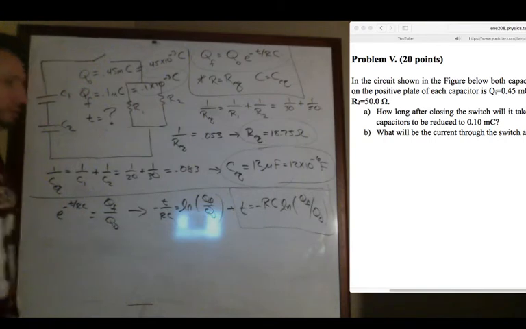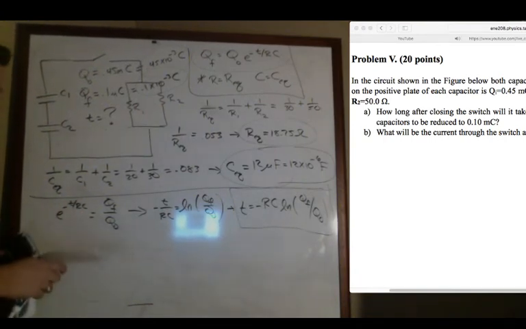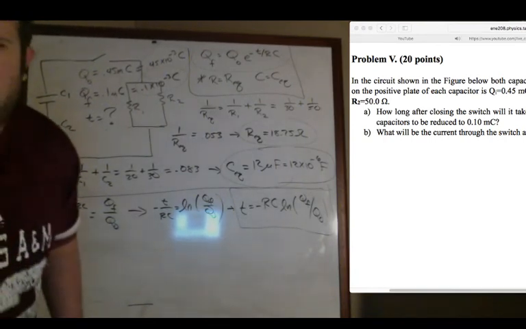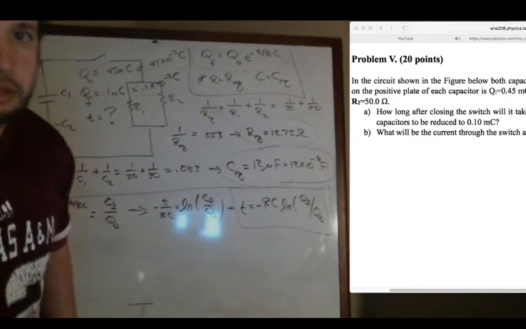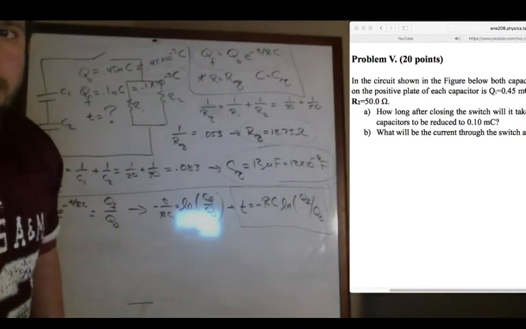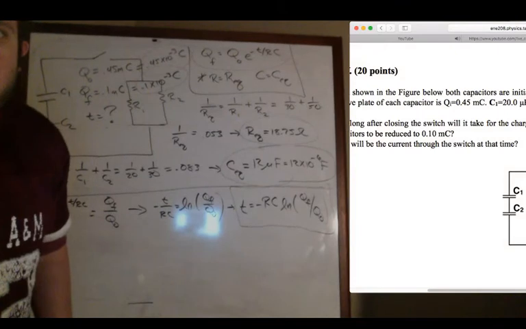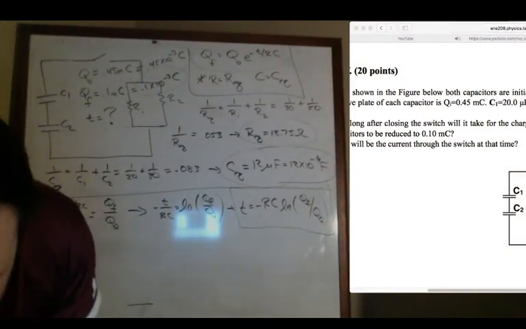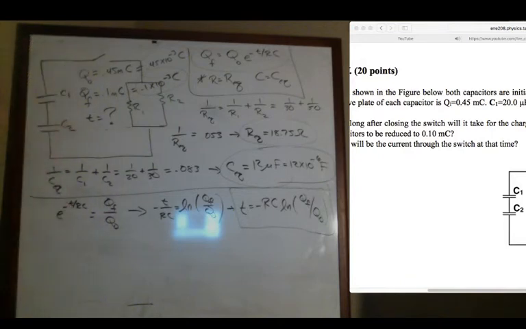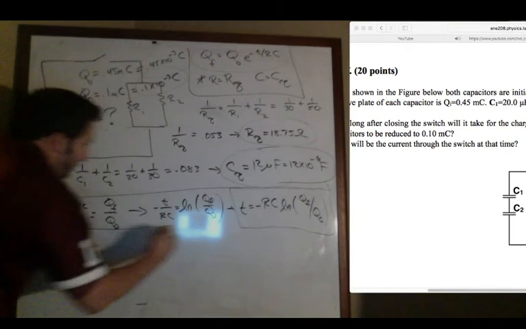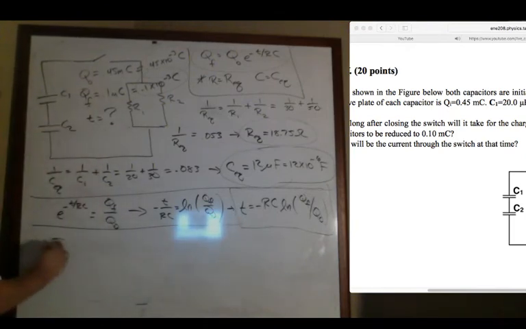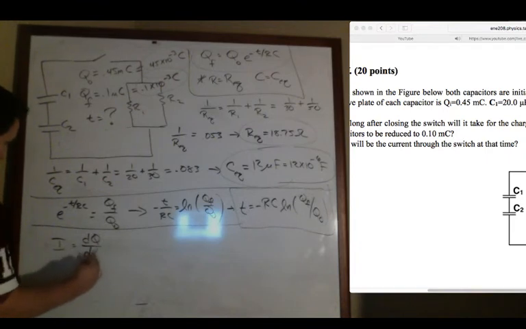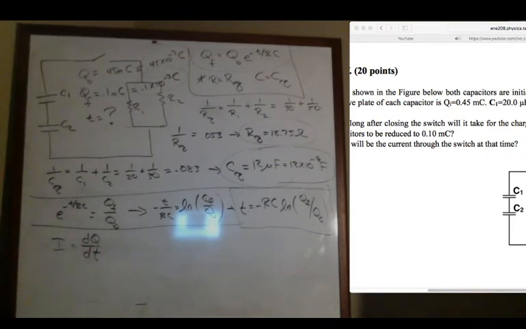plug into there. And then for the last part, part B, it says, what will the current be at this time? And so if I want to see what's the current, well, what did I say current was? If you remember the very first time I introduced current, I said current, I, is equal to the rate of change. It's however much charge comes in per second. It's basically the derivative of charge.